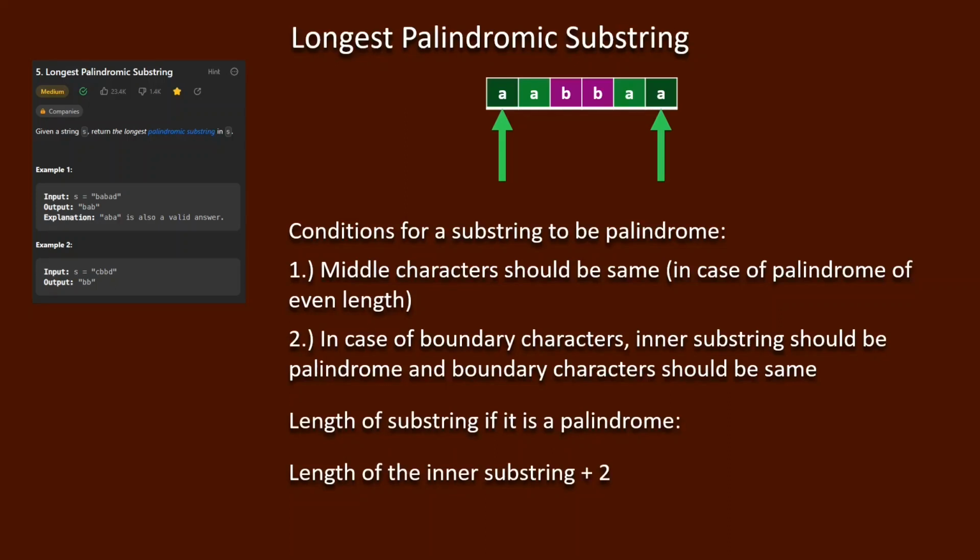So in our example, the inner substring is of length 4, and we know that the right and left pointers are the same here. So the length of the substring that is bounded by the right and left pointers is 4 plus 2 for the two boundary characters. Now let's take these conditions and try to solve the problem with a dynamic programming approach.